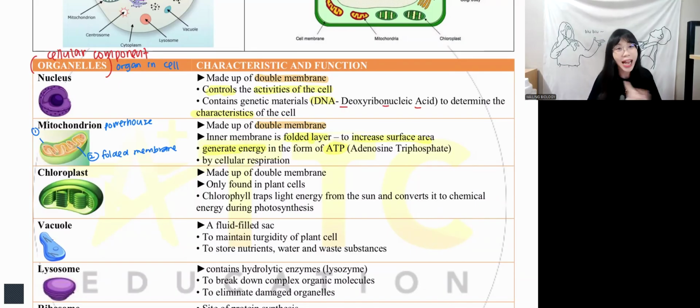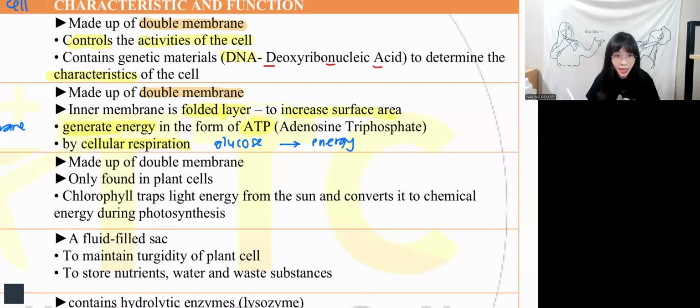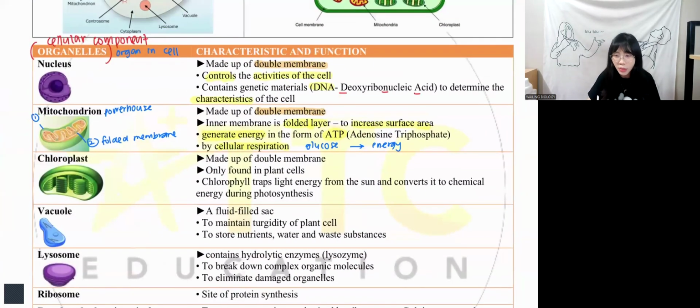How do we produce energy as a human? We go through a process called cellular respiration. What is cellular respiration? It is where they break down glucose into energy. This process here is called cellular respiration. With the presence of oxygen, it's called cellular respiration.